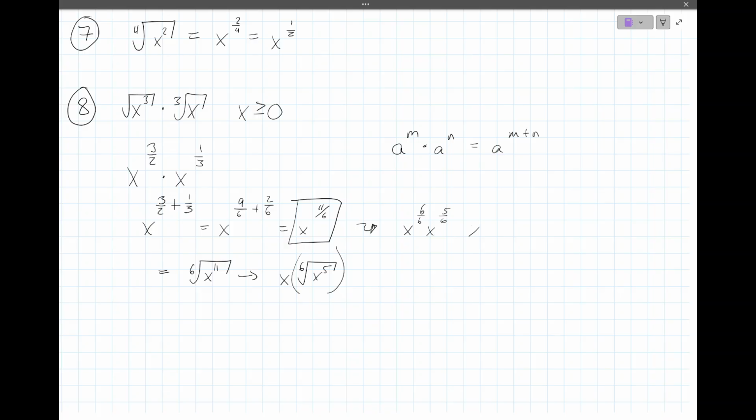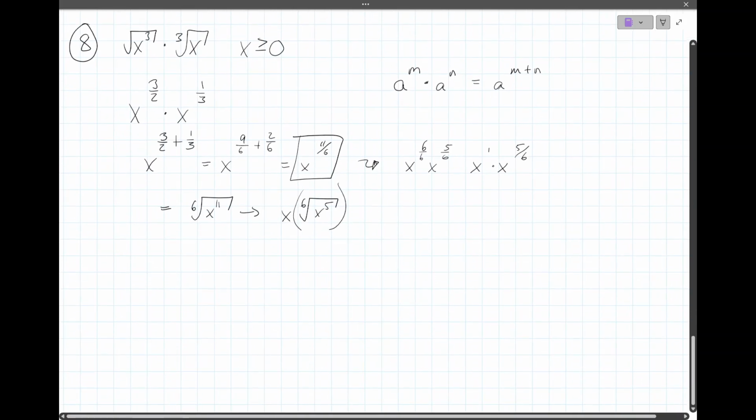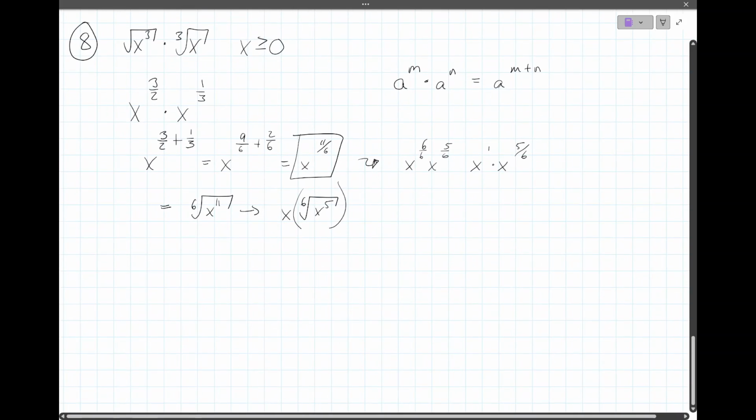Oh, I know 6 over 6 is 1. So this would be x to the 1 times x to the 5 over 6. So that works too. Both mean the same thing. Okay, let's look at 9.